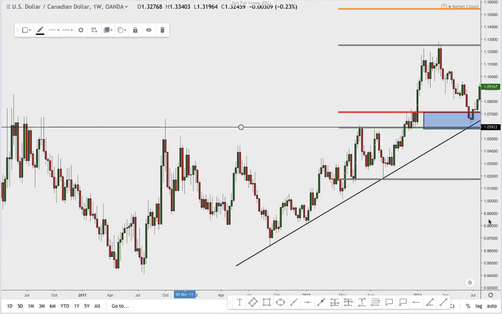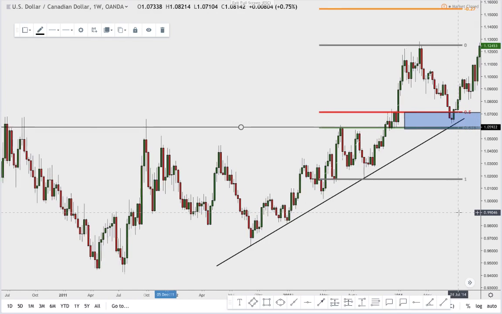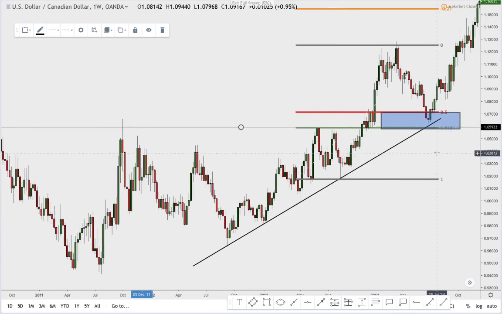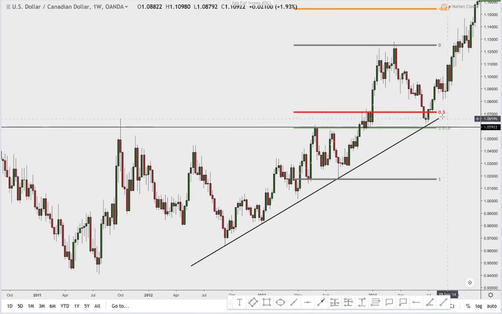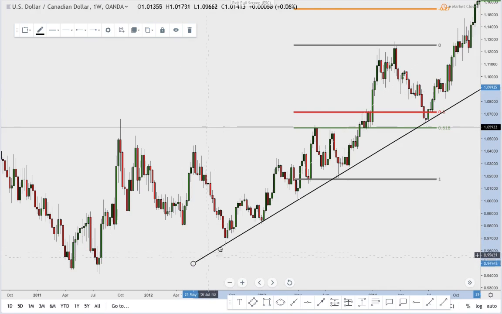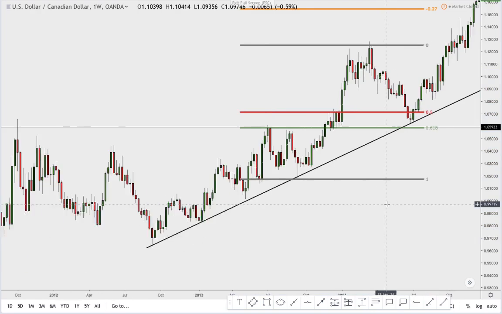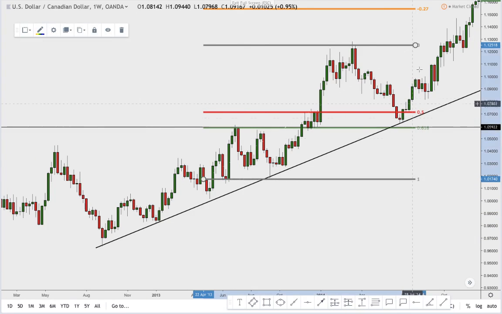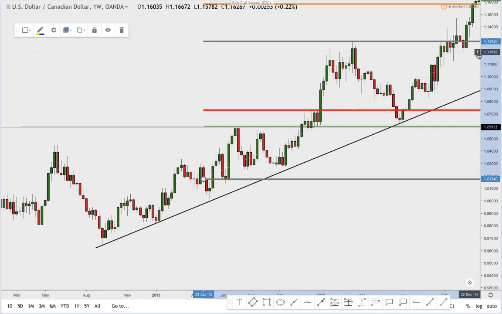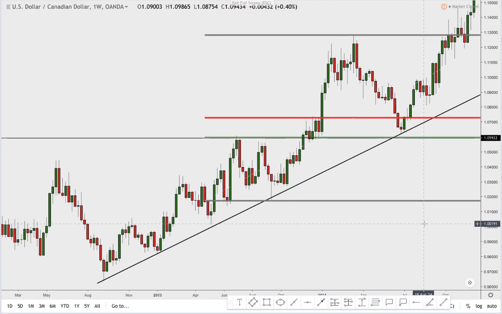Just take this up a little bit. And as you can see, the market comes into this blue region that we've mapped out really nicely, and then the market starts to head all the way to the upside. So I'm going to extend the trend line so that you guys have a better understanding of what exactly I'm talking about. Actually, I should extend it from here.